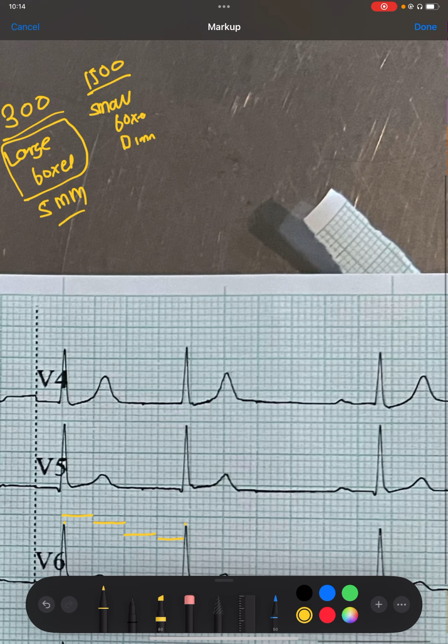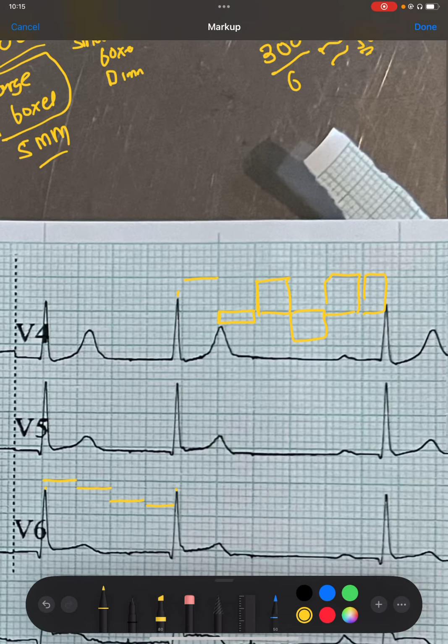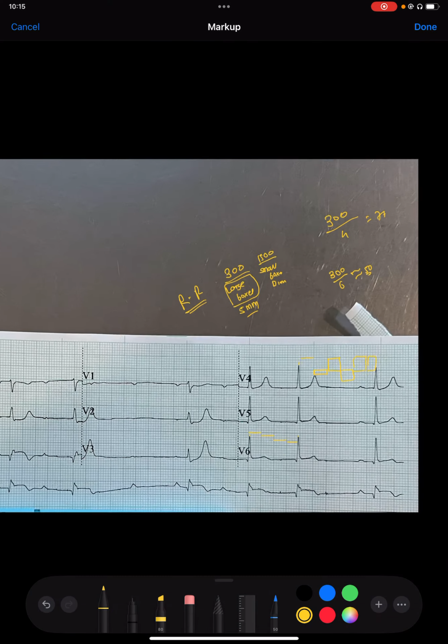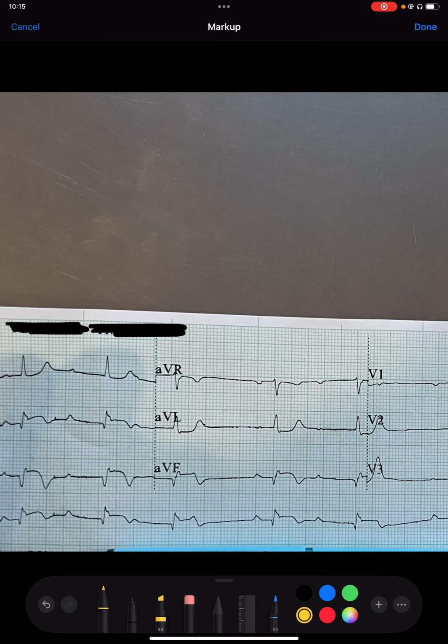We again see RR here. This is R and this is R. There is one large box, a second large box, third large box, four, five, and around five and a half. We can simply take six as small boxes. So 300 divided by 6 is around 50. So the heart rate is definitely low. In between, the heart rate is less than 60.